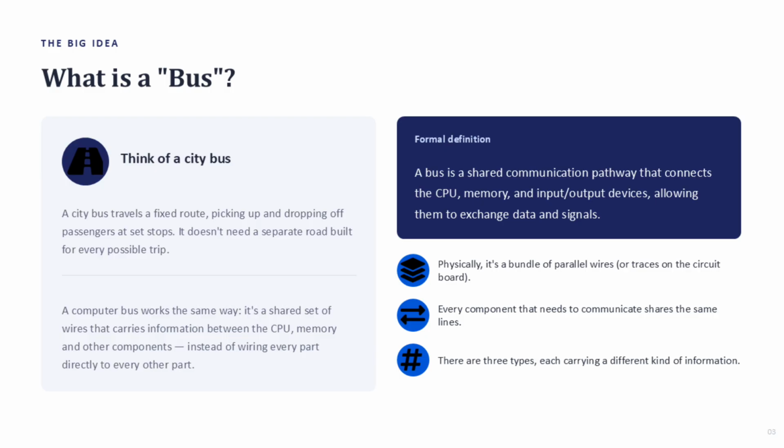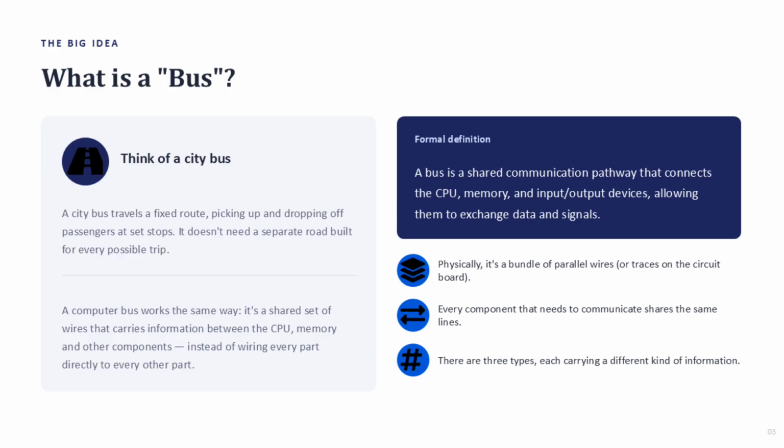Computers use a very similar idea. Inside a computer, there are many important components. The CPU needs to communicate with memory. Memory communicates with input and output devices. Storage devices exchange information with the processor. If every component had its own dedicated set of wires connecting it directly to every other component, the motherboard would become incredibly complex. It would require a huge number of wires, making the system more expensive, harder to design, and much more difficult to maintain.